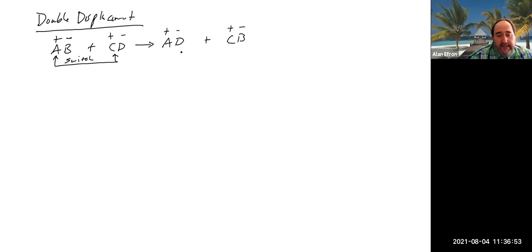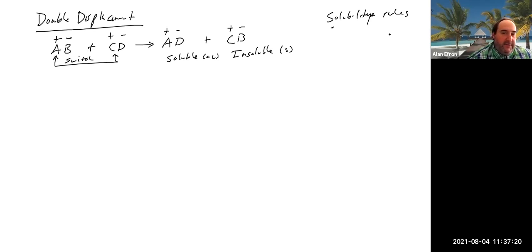And in certain cases, these products could be soluble, which means it's aqueous. And in other cases, you may get something that's insoluble, which means you get a solid that's formed. What determines whether or not we get a solid in these reactions, we can use our solubility rules that we talked about to help us decide: would we get a solid or not?